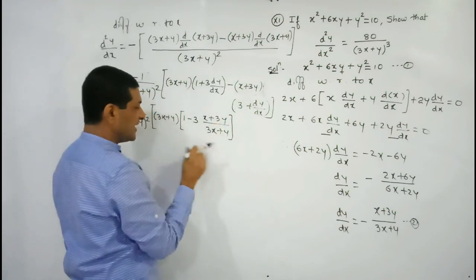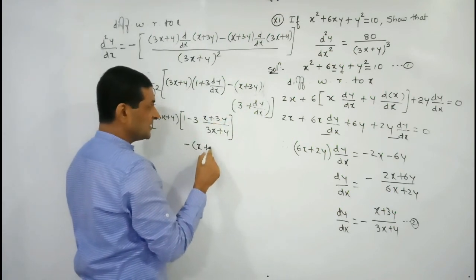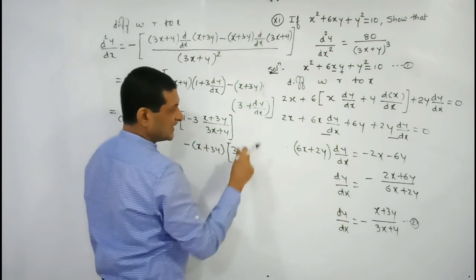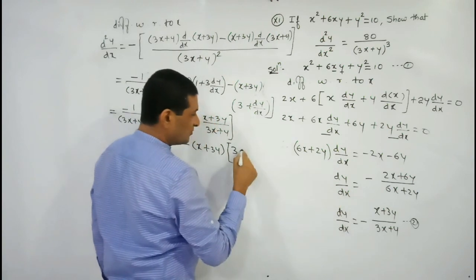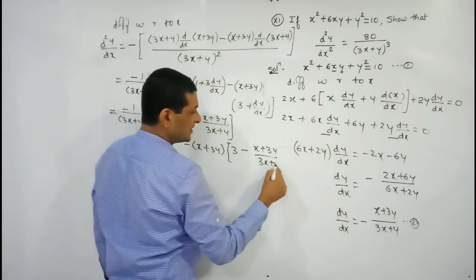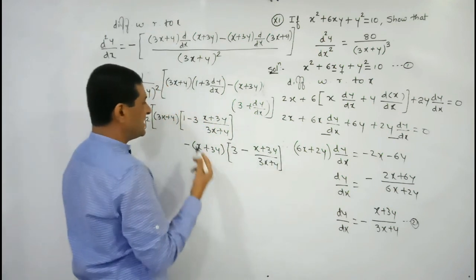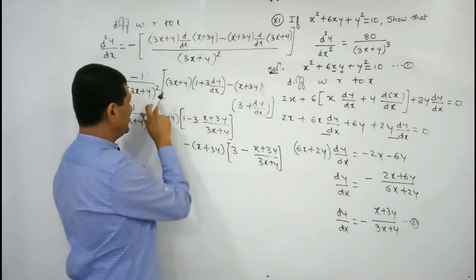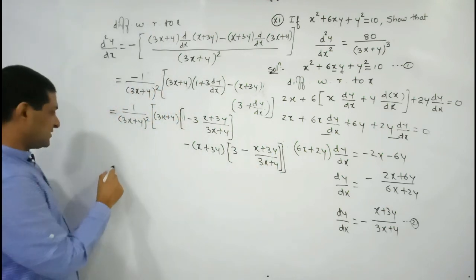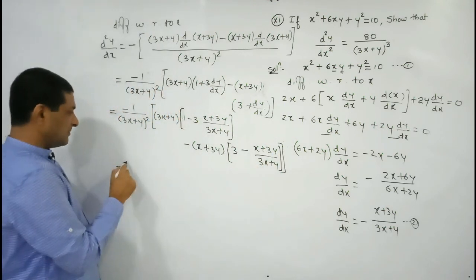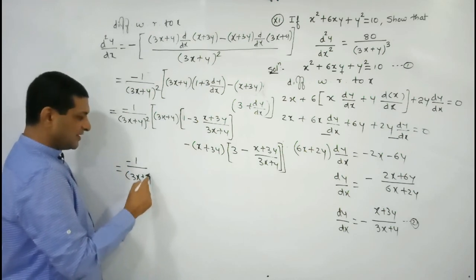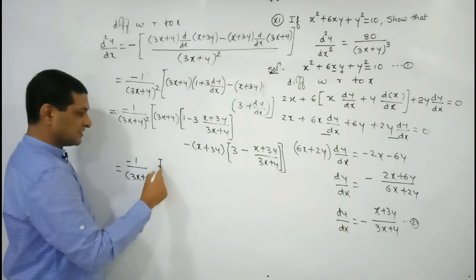minus (x plus 3y), keep it as it is, and here 3 also as it is, replace again dy by dx by its value, minus (x plus 3y) upon (3x plus y). Just simply we have replaced dy by dx by its value, isn't it? And this square bracket will close here. So which is equal to, now minus 1 upon (3x plus y) whole square, keep it as it is.